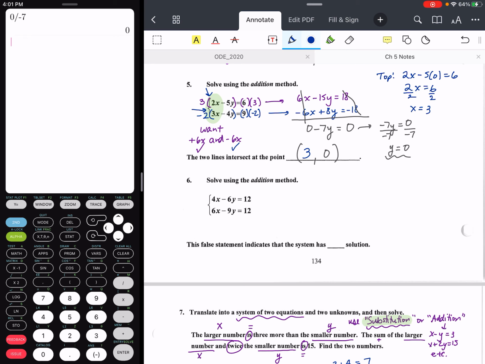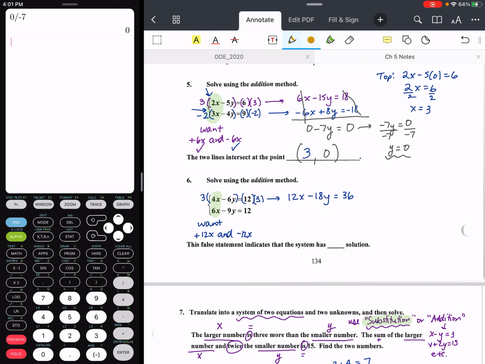All right, so number 6, solve using the addition method. So maybe let's go after our x's again. I've got 4x and 6x. 4 and 6 both go into 12, so maybe I want a plus 12x and a minus 12x. So how about I multiply the top equation by positive 3. So 12x minus 18y equals 36.